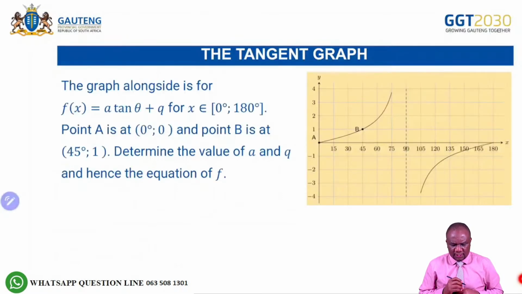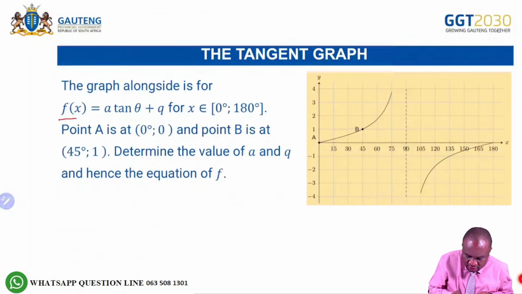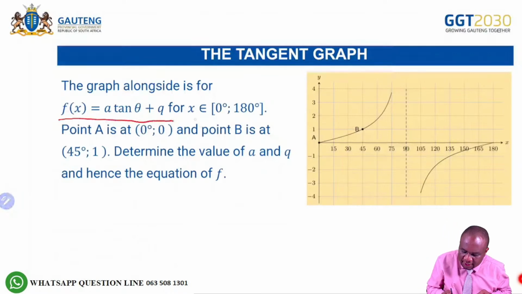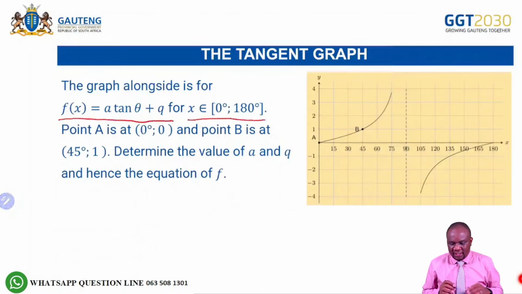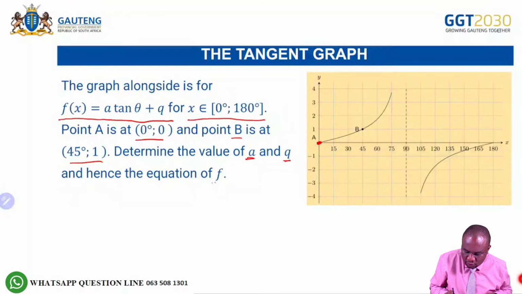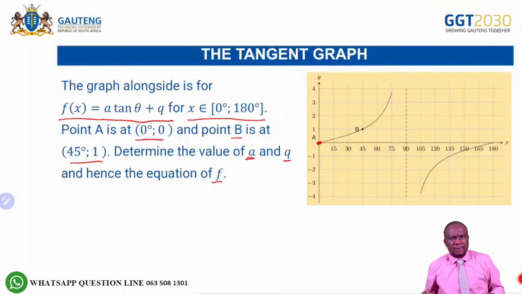The first question says, the graph alongside is for f of x equals a tan theta plus q for this domain. Point A is (0, 0), then point B is (45 degrees, 1), so point A is here. Determine the value of a and q, and hence the equation of f. Let me give you 4 minutes for this, and after 4 minutes we will come back and discuss.